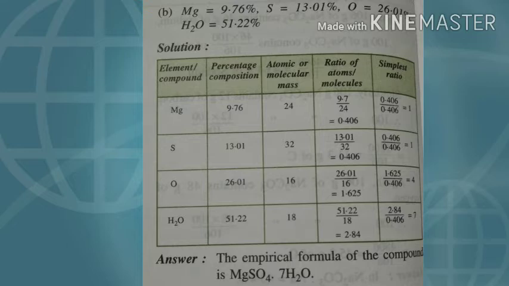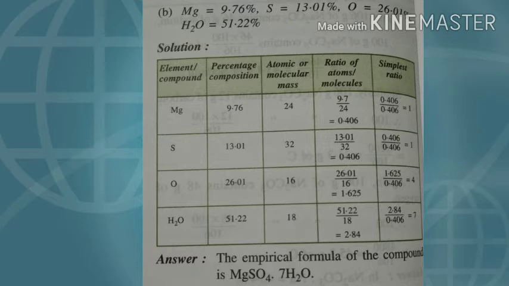Mg equal to 9.76 percentage, S equal to 13.01 percentage, O equal to 26.01 percentage, H2O equal to 51.22 percentage. Here the percentage of a water molecule is given as 51.22 percentage. So it is clear that this compound contains water of crystallization. So we have to find out the empirical formula of this compound. The elements present in this compound are magnesium, sulfur, oxygen, and of course the compound contains water of crystallization.